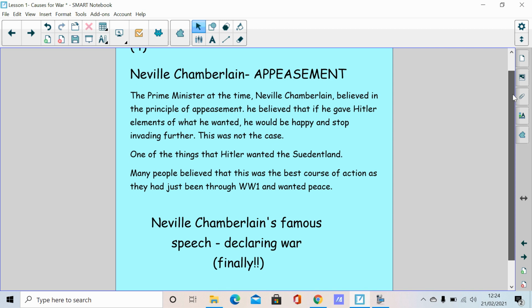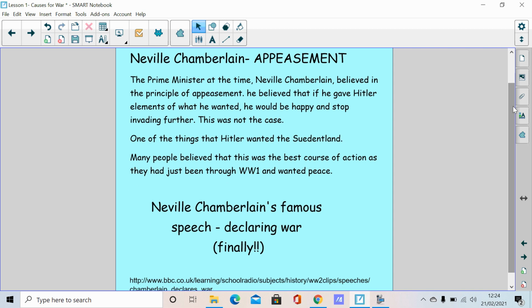Okay, and then our fourth and final reason that we're going to look at today is Neville Chamberlain, and looking to this idea of appeasement. So the Prime Minister at the time, Neville Chamberlain, believed in the principle of appeasement. He believed that if he gave Hitler elements of what he wanted, he would be happy and stop invading further, like when we talked about the Sudetenland. Okay, he believed that if he gave some of the things that Hitler wanted to him, he would stop. This, of course, did not happen.